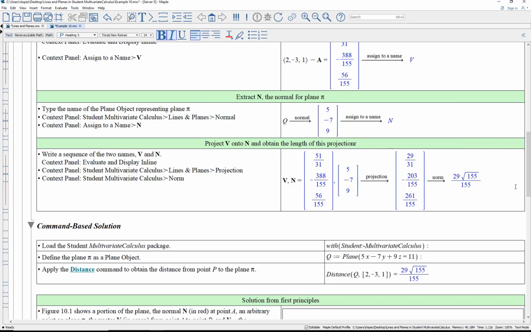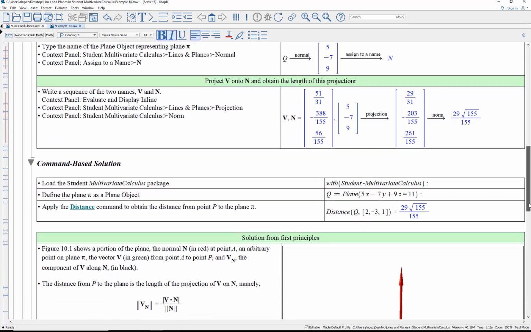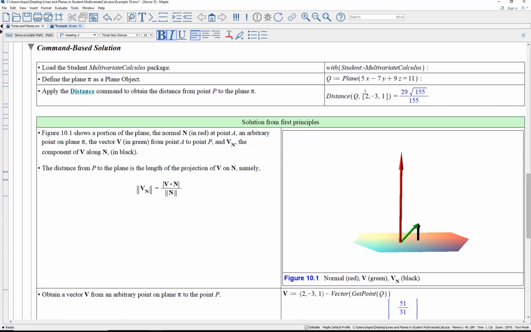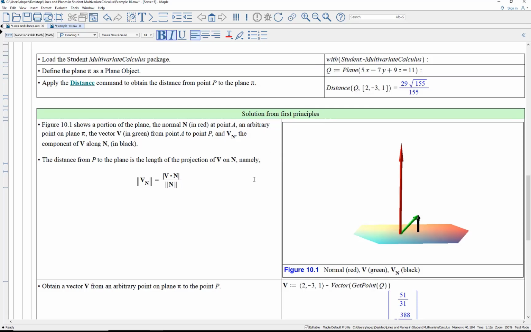Command version of that calculation: bring in the package, use with. Plane command to create the plane object Q. Then apply the distance command, distance from Q to this point, and you get 29 over root 155. You can use those tools, or do the solution from first principles.